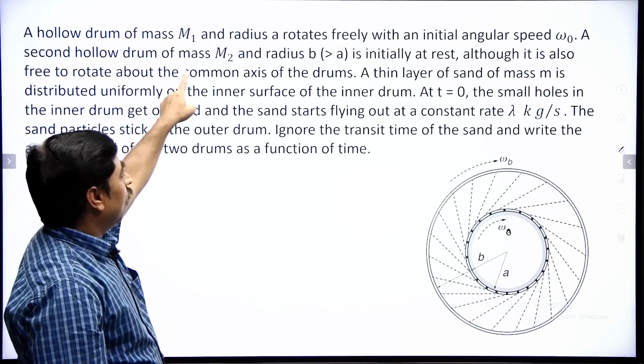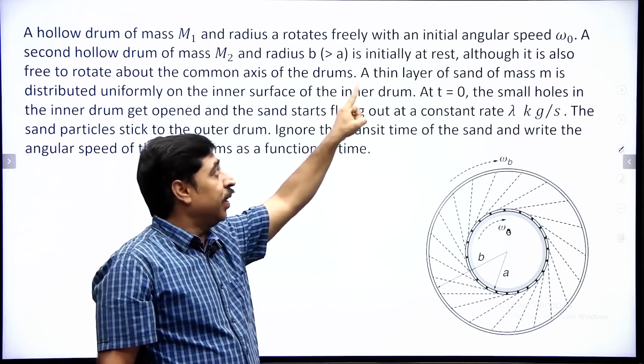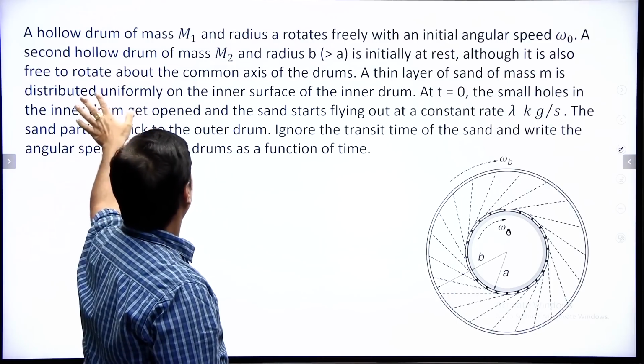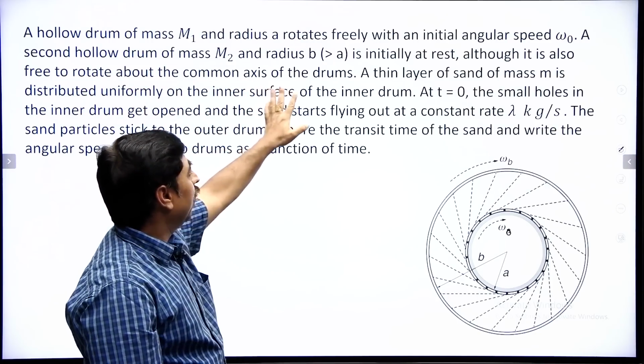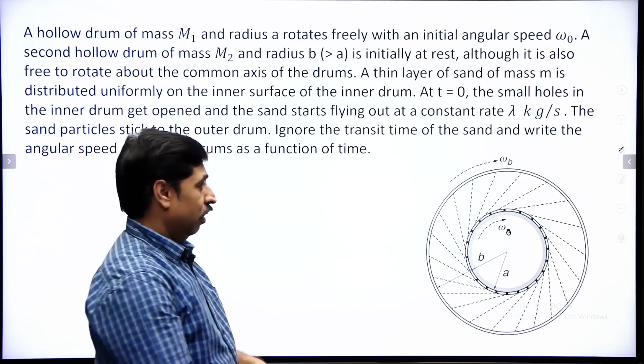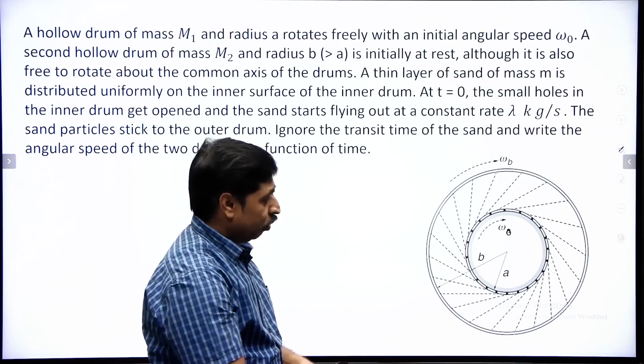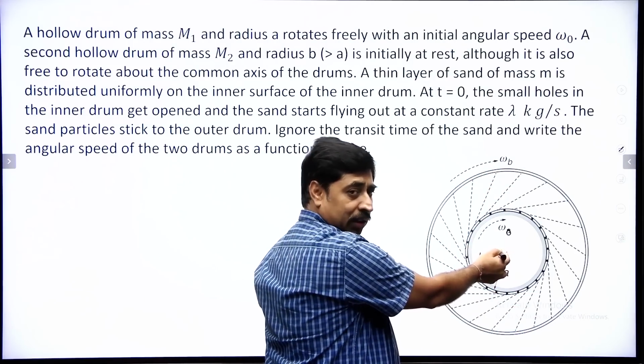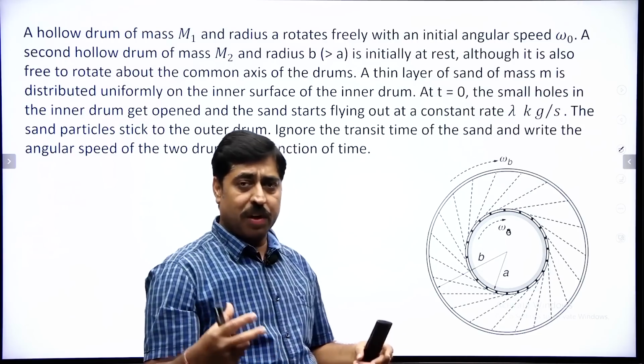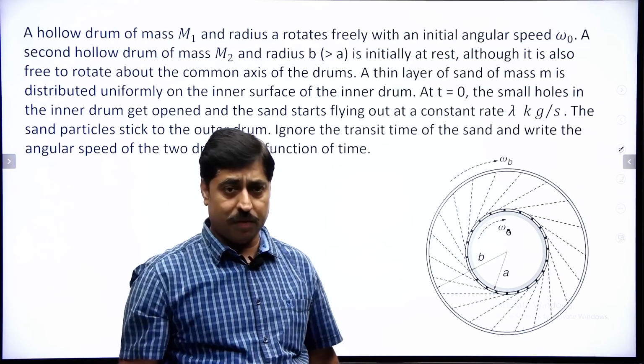A second hollow drum of mass m2 and radius b is initially at rest, although it is also free to rotate about the common axis of the drums. Then there is a second drum. This is a hollow cylinder. It is also free to rotate about the same common axis. Both the drums can rotate about one common central axis.